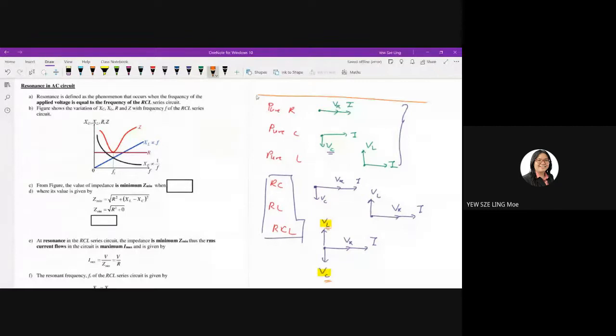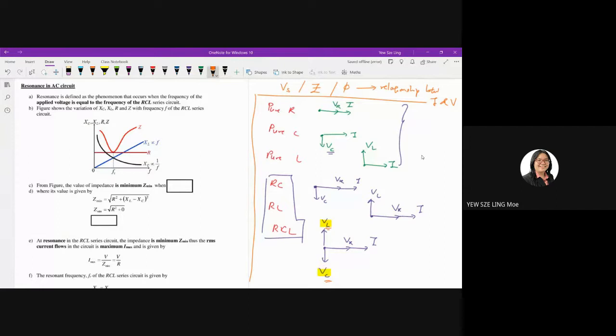Once you have the phasor diagram, then pretty much you can do almost everything in chapter 6. Why? Because from the phasor diagram, you know how to calculate the V source by looking at the resultant. And then you know how to calculate the impedance, Z. And you also know how to calculate the phase angle. So the phase angle will tell you the relationship between I and V, which one is leading and which one lags behind.